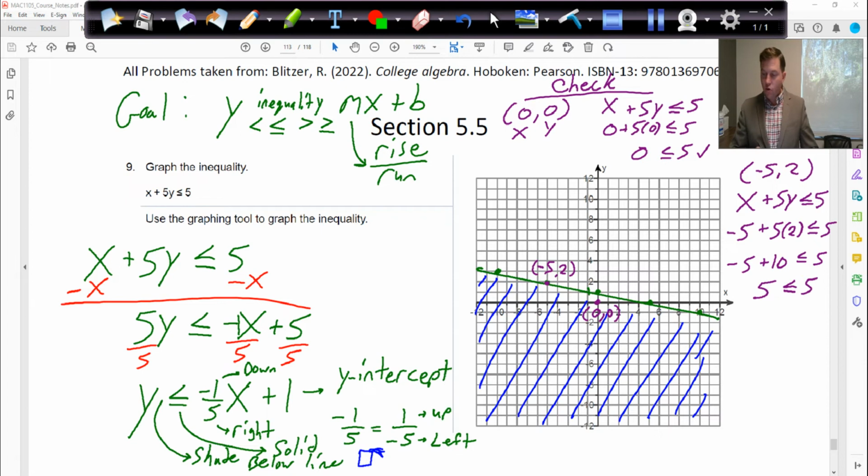Is 5 less than or equal to 5? So the only reason this one works is because of this equal to bar. That says 5 is equal to 5. That is true. Checks out.